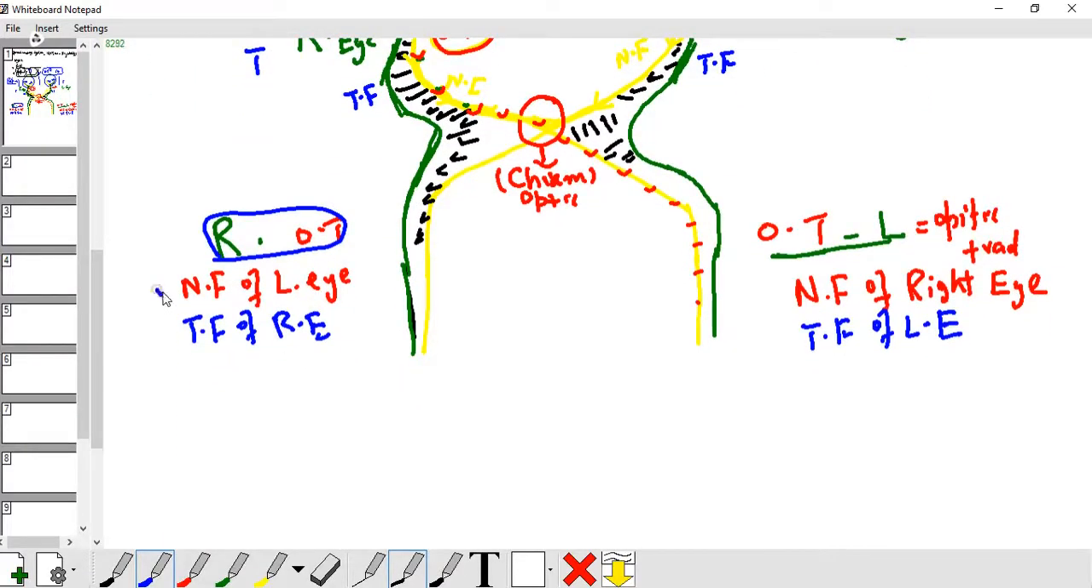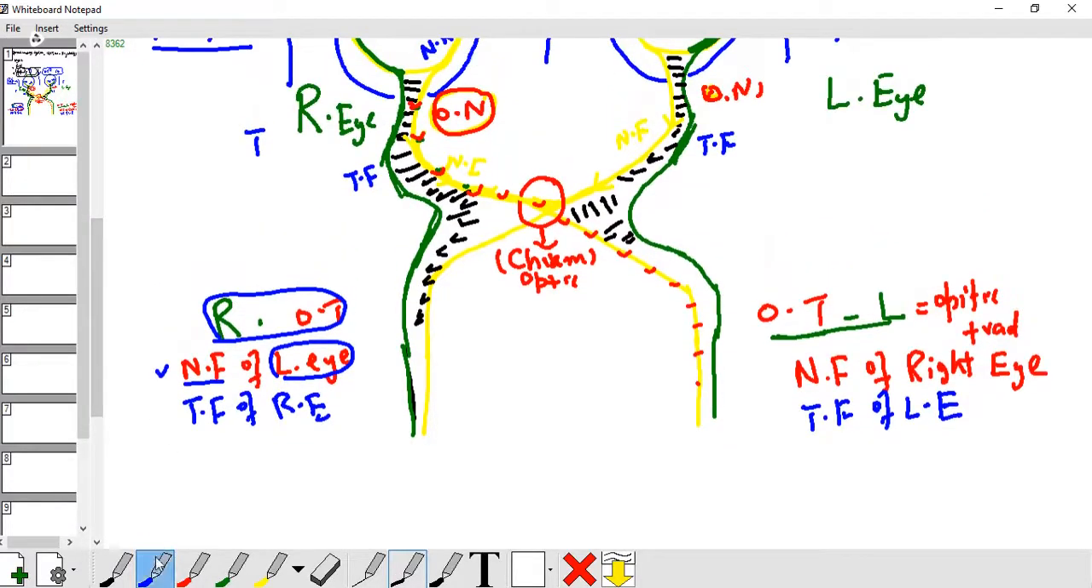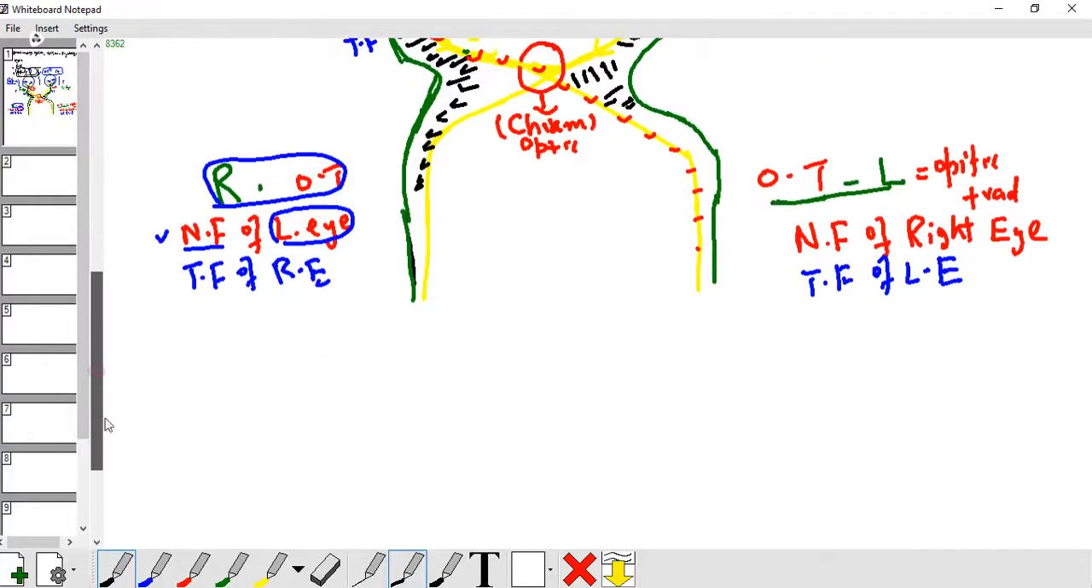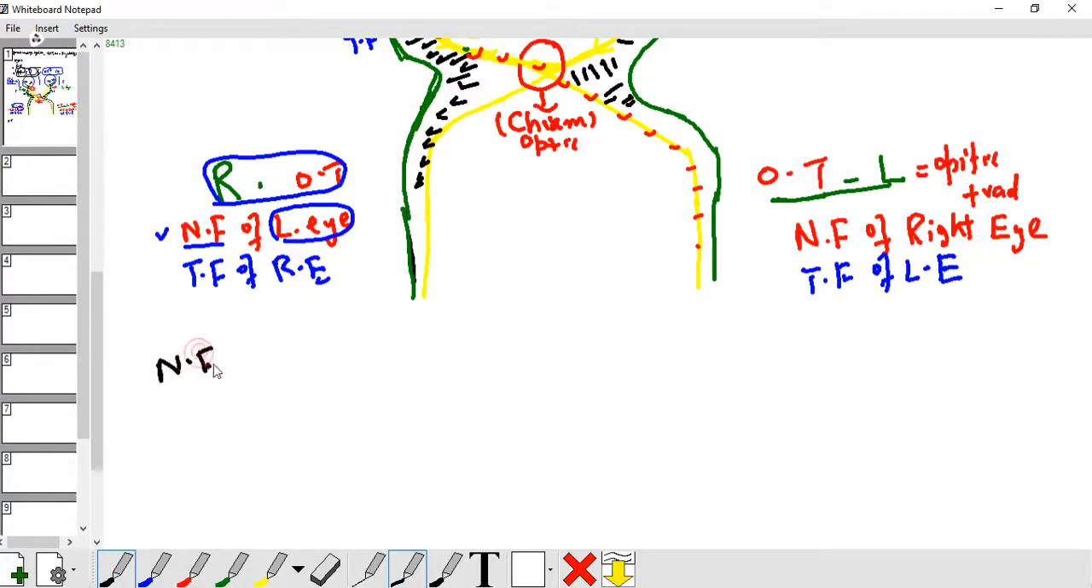Optic tract, nasal fiber of left eye. You can see here it's a left eye, but the tract is right. So the nasal fiber goes on the opposite side. They're going to the contralateral side. But the temporal fibers remain ipsilateral, on the same side.